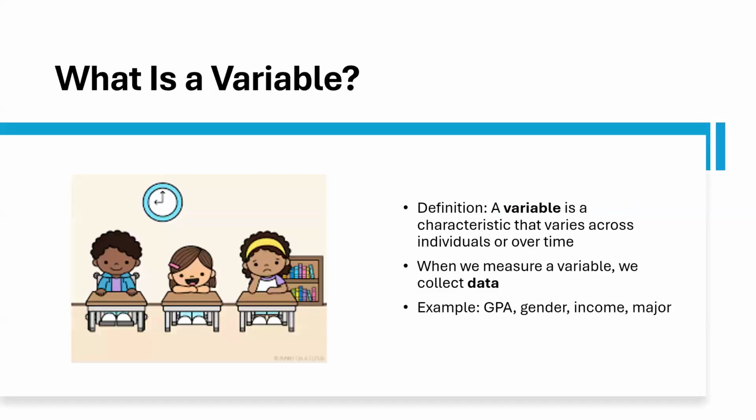A variable is anything that can change or vary between individuals or over time. When we measure a variable, we generate data. For example, GPA, gender, major, and income are all variables.